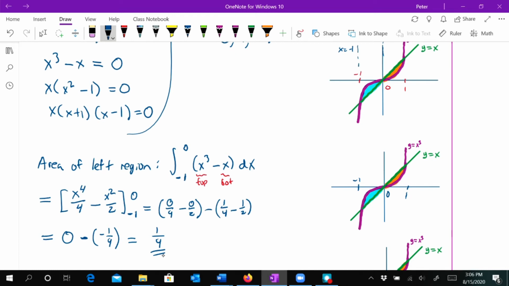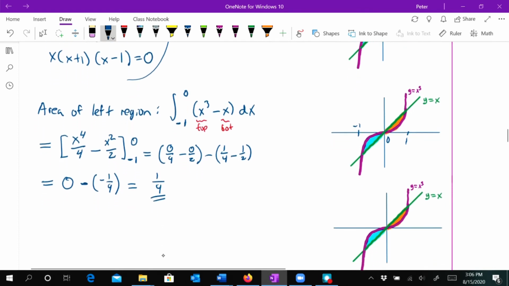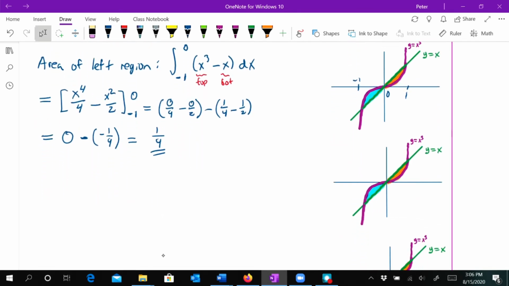Now it's your turn. You should go through the exercise of finding the area of the region on the right, and then we'll add them together. So I'll show you the calculation for the region on the right. You can see we're integrating from the left point of 0 up to the right point of 1, and we're going to integrate the function top minus bottom.